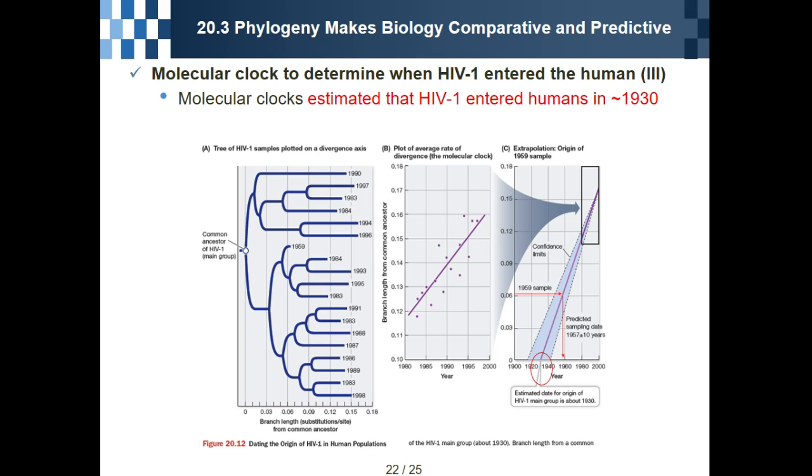In Africa, there are lots of people who eat chimpanzees. So they kill the chimpanzee and directly eat the chimpanzee's brain. So maybe at that time, HIV-1 entered the human. So that date may be the 1930s. So based on this molecular clock, we can estimate that HIV-1 entered in the 1930s.